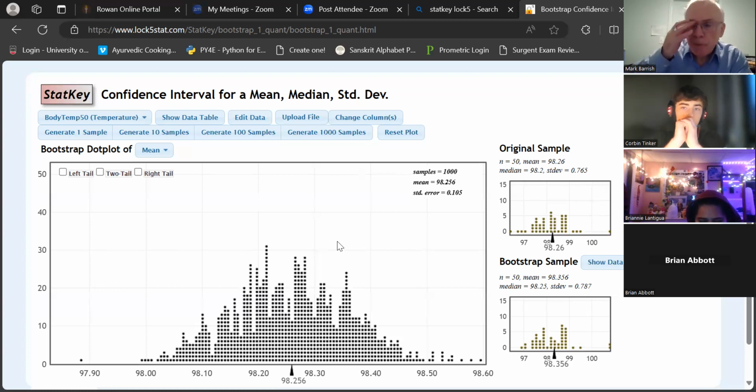Now, what if we wanted to create a confidence interval from this? Now, remember, and the reason why this is done this way, because remember, confidence intervals are created from a sample, one sample.